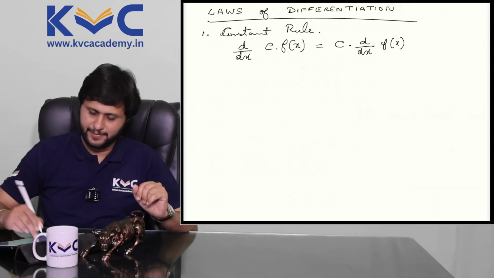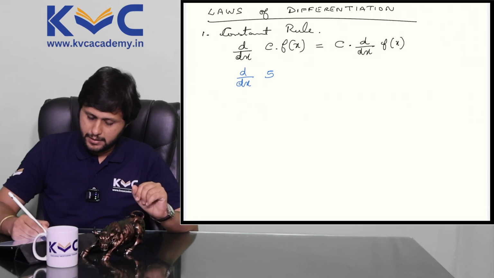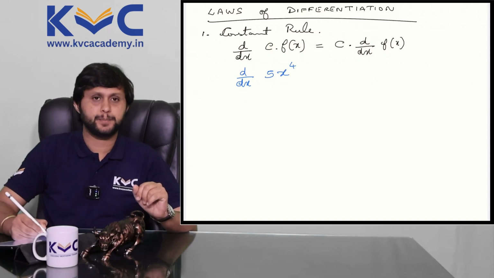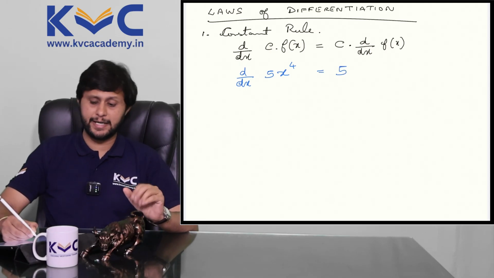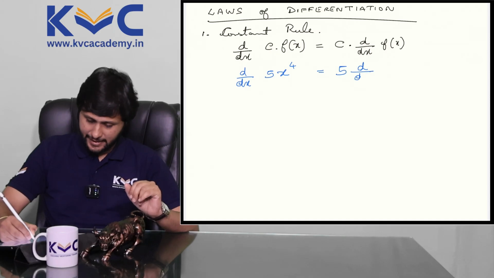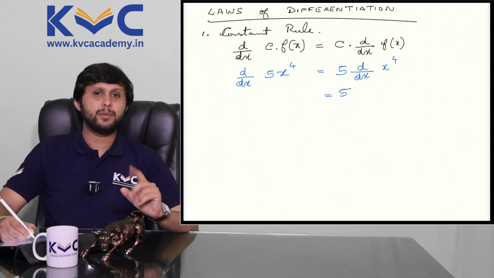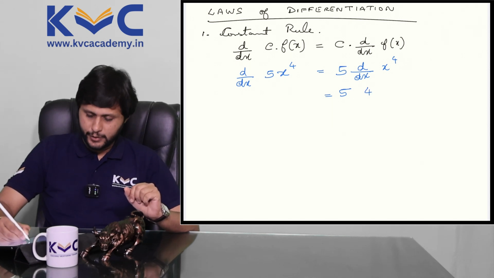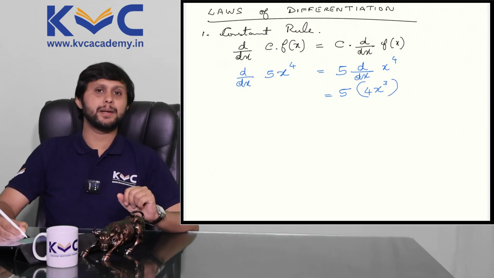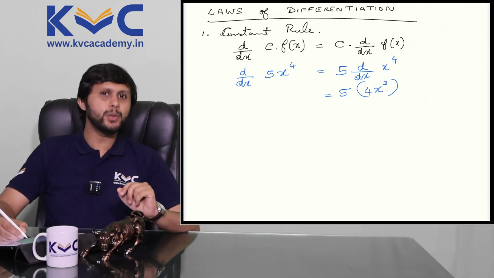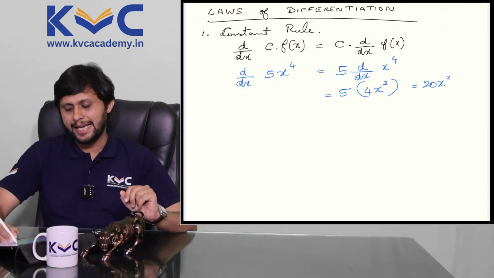Confusing? One example. If you have to differentiate 5x to the power 4, what should I do? I should keep 5 outside, it is the constant, no? 5 I'll keep it outside. Differentiate only x to the power 4. Let me write that. Differentiation of 5x to the power 4 is equal to 5 into, what is the differentiation of x to the power 4? 4 into x to the power 4 minus 1, 3. Correct? Which one have I used? X to the power n, n into x to the power n minus 1. Finally, simplifying this, you get 20x cubed.